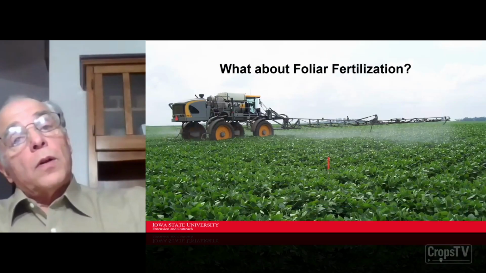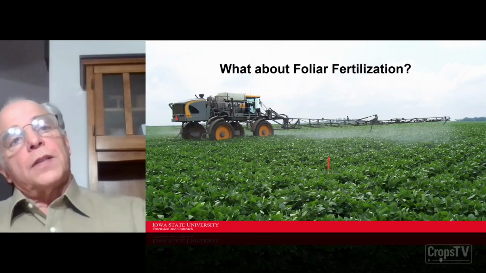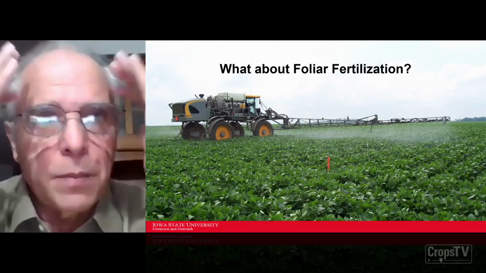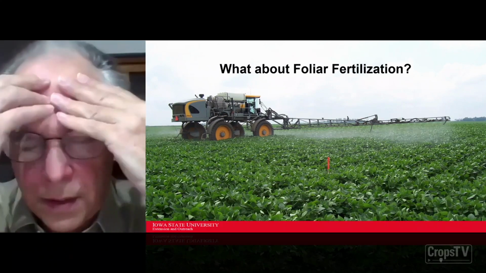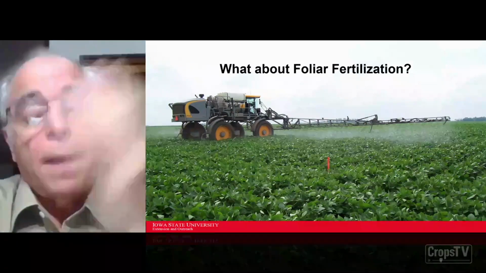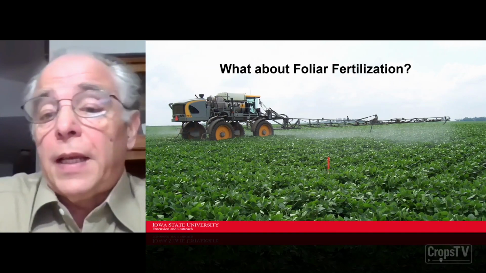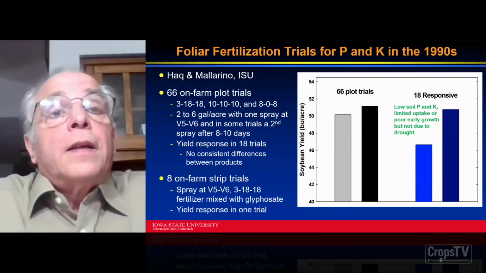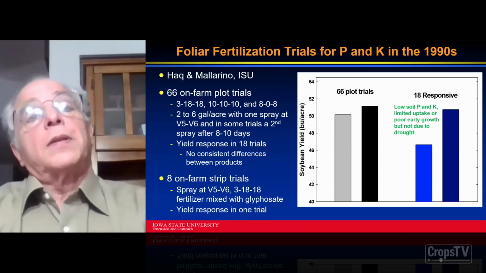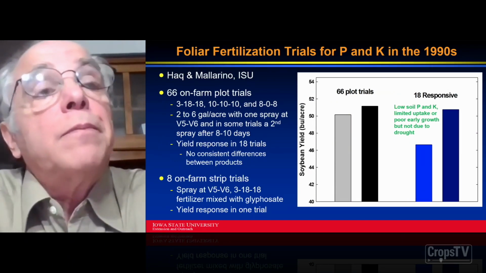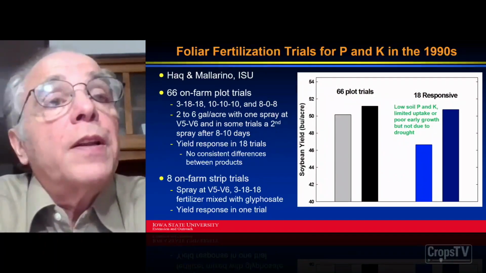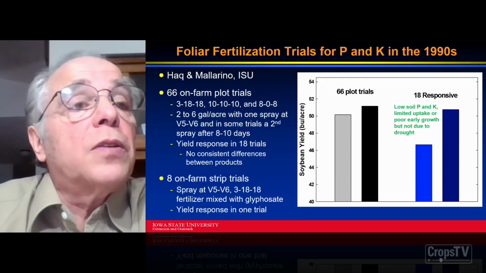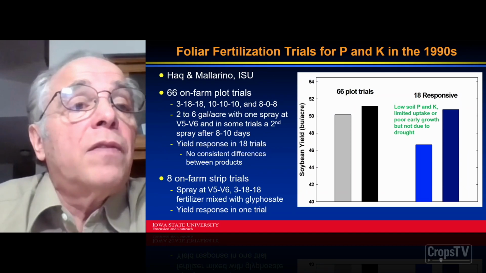Okay, so let's say that we find a deficiency. What do we do with foliar fertilization? I've talked about this many times in Iowa for the last 15 years or so, so I'm not going to go into much detail because time is running. The last experiments that we did were for P and K foliar fertilization. We worked with Mazar Hack on 66 on-farm plot trials and 8 on-farm strip trials.